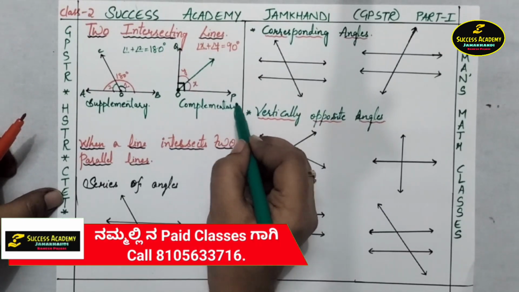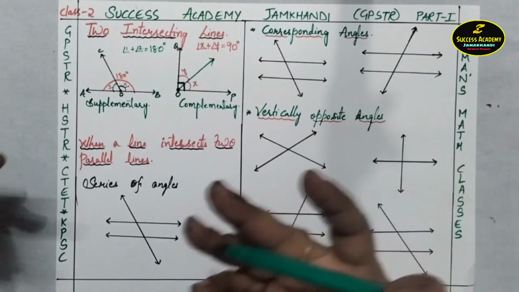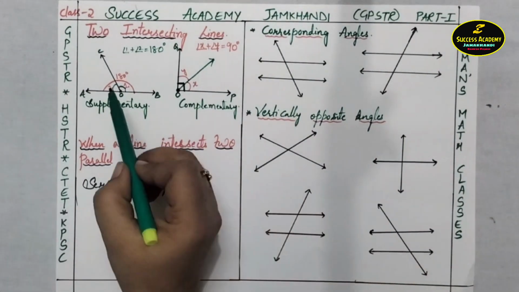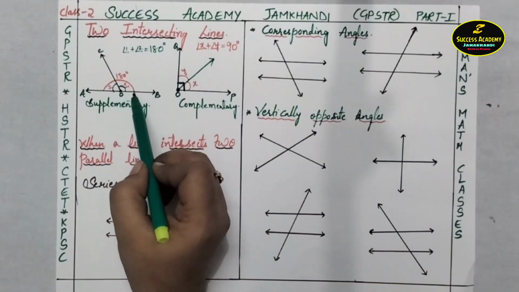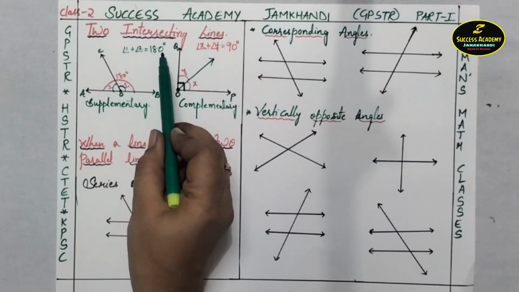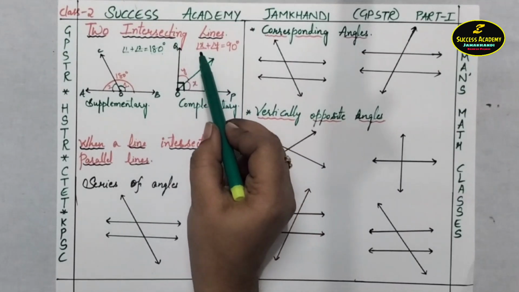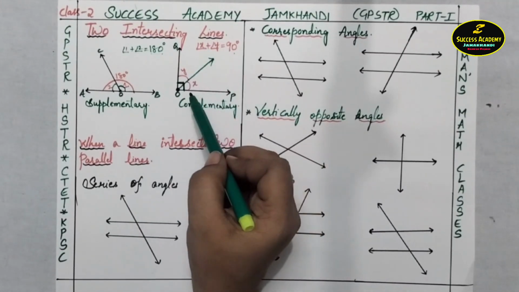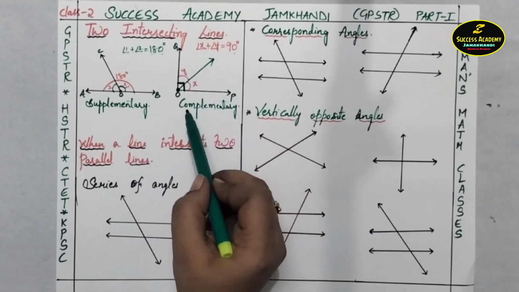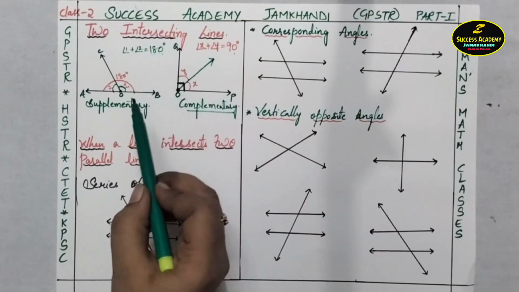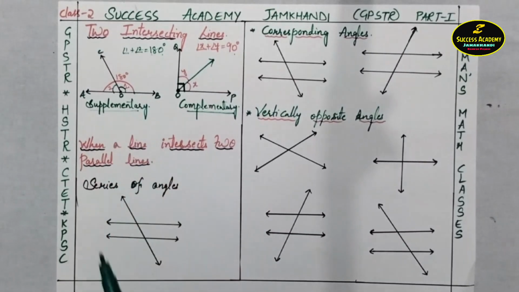So today we are discussing the different types of angles when lines meet or intersect at some points. First, on a straight line the sum of angles is always equal to 180 degrees. Then in a right angle the sum of the angles will be 90 degrees, and such angles are called complementary angles. And angles whose sum is 180 degrees are called supplementary angles.